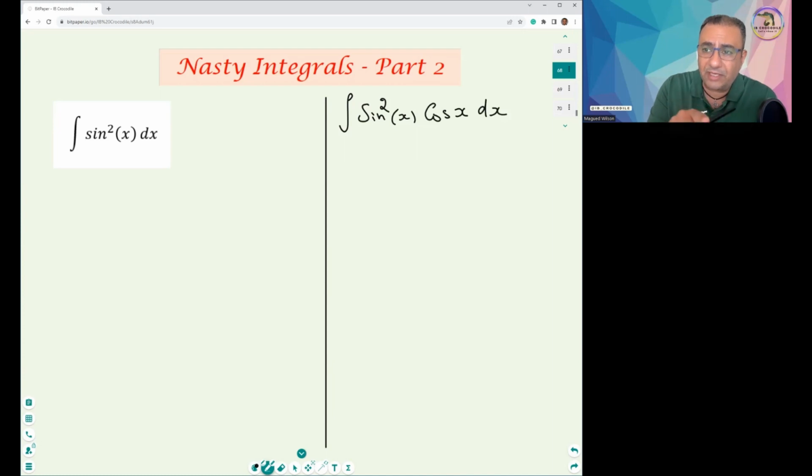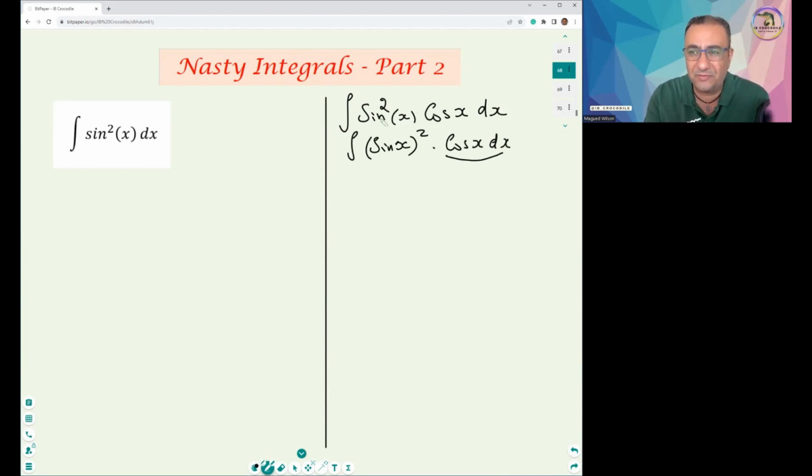If I have cosine x inside the integration, that means I have the derivative of sine itself. So the way to look at this is we have sine x all to the power of 2 multiplied by cosine x dx, where this term here is the derivative of sine. In this case, by inspection, you can just apply the power rule, and this is a very easy integration. Or you can use substitution if you like.